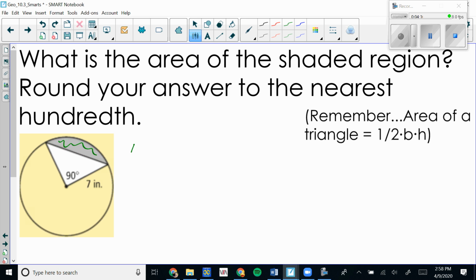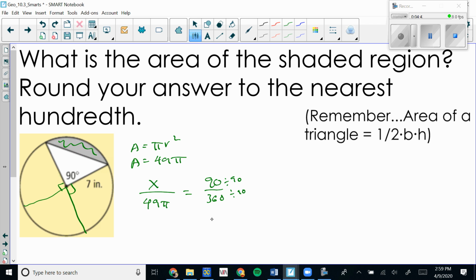Again, you need the whole area of the circle first. That's going to be pi r squared, so the area is 49 pi square inches. We don't know the area of the sector, so I'm going to call it x over 49 pi, and that's going to equal 90 over 360. Since this is a 90-degree angle, you could also just cut it into fourths. So really, we just want 1/4 of that, which is what you get if you divide both of these by 90. If we simplify, we get x over 49 pi equals 1/4.